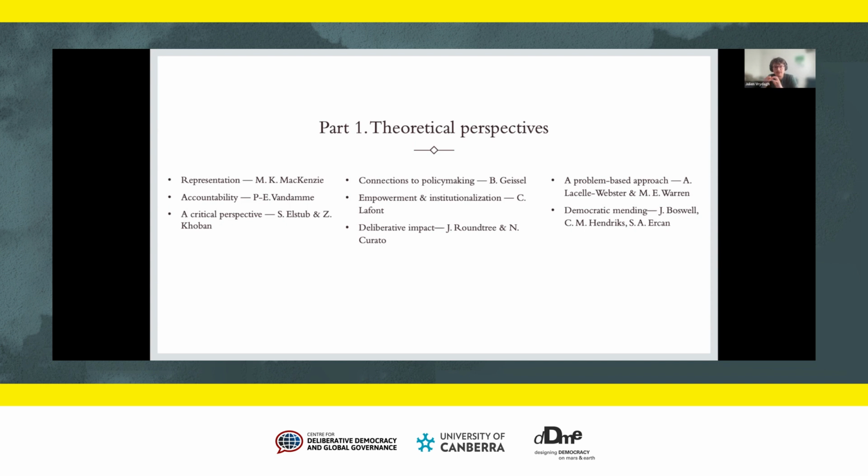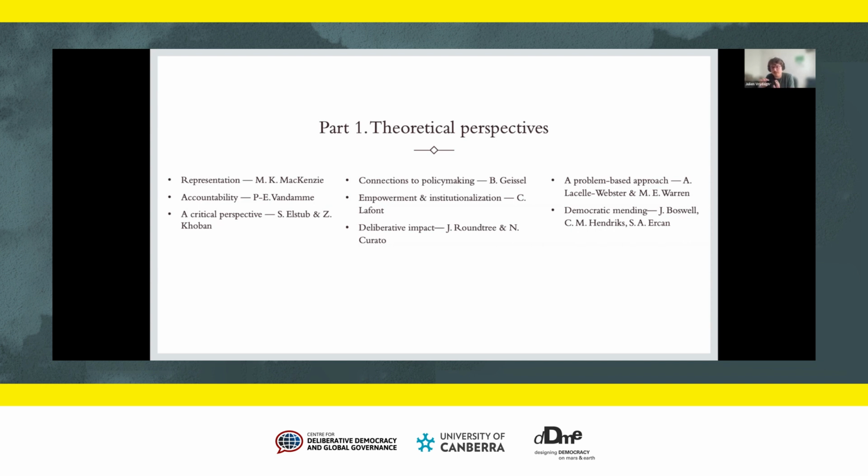So Brigitte Geisel discusses different ways through which we can connect citizens' assemblies to policy-making processes, while Christina Lafont discusses the idea of empowerment. How can we empower citizens' assemblies through their institutionalization? And finally, Nicole Corato and John Rowntree wrote a chapter about how citizens' assemblies can contribute to the broader public debate and make contributions to the broader public sphere.